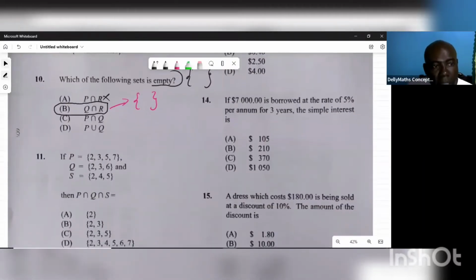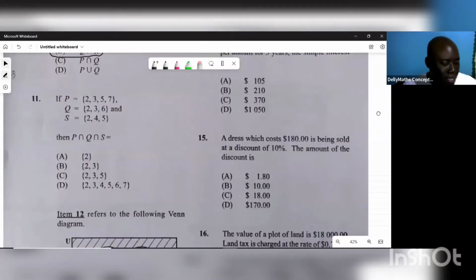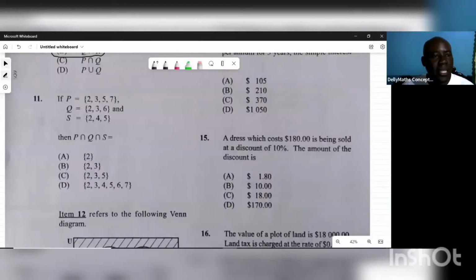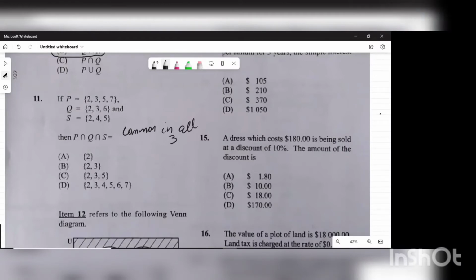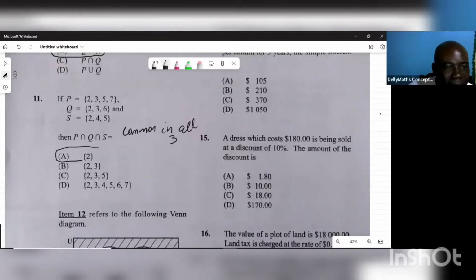So I'm gone. Question 11. So that is how we want to approach it. Now they're giving us some sets. They're saying if P is equal to {2, 3, 5, 7}, Q is equal to {2, 3, 6}, and S is equal to {2, 4, 5}, they're asking us for P intersect Q intersect S. What does this mean? Is there any element that is common to all three? 2, sir. Number 2, exactly. So this is the answer.